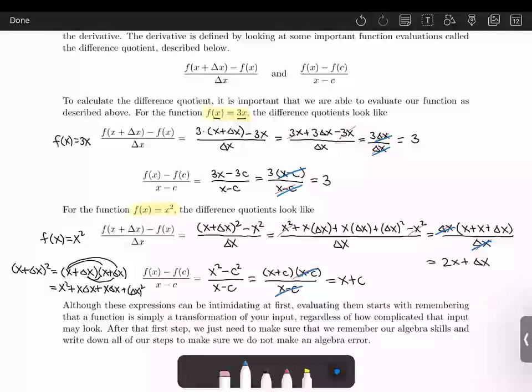Okay, so this is a brief review on how to evaluate functions and kind of motivating why we need this in calculus and how you'll use it later on.